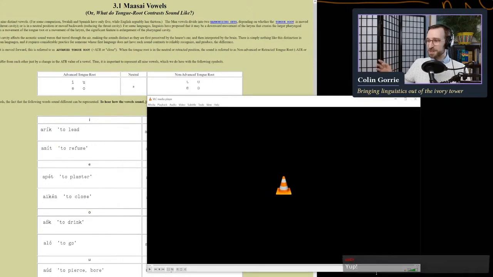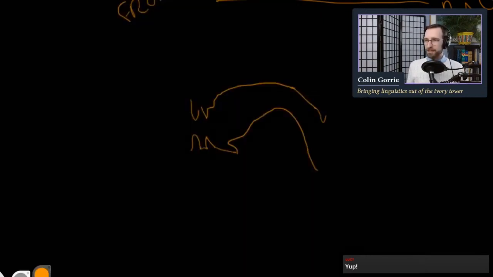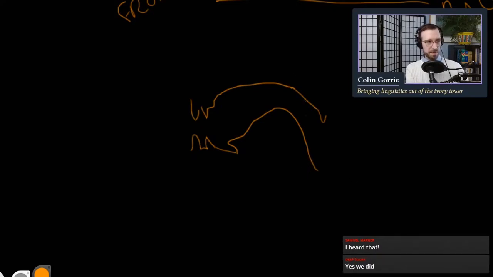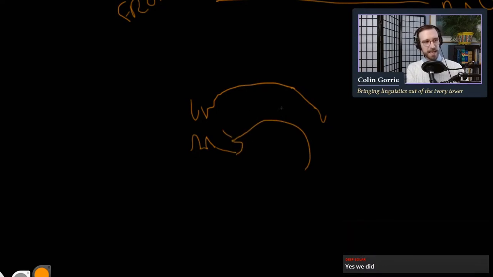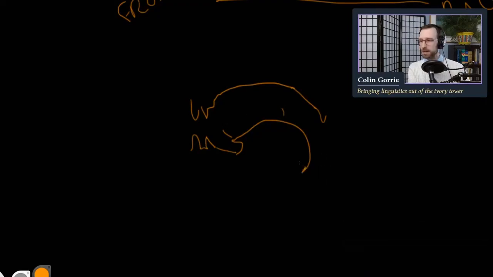All right. Well, I'm going to wait for the time lag to catch up, and I'm going to explain a little bit about this ATR business. ATR, advanced tongue root. So back to our blackboard. We have to draw a little bit more. So the tongue is this amazing muscle and it attaches somewhere down here. And so it has different components. It has the tip, the blade, the body, and it has the tongue root down here.